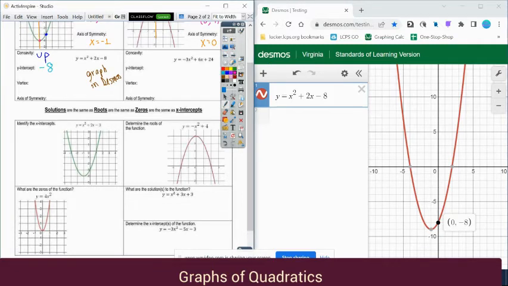The vertex of it, remember, is either the high point or the low point. The low point on my graph right there, the bottom of the valley, is at (-1, -9). And the axis of symmetry that we are looking for, where we're going to fold that graph in half, happens at x equals -1.